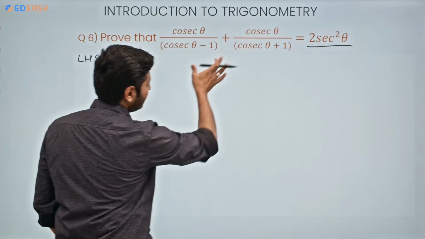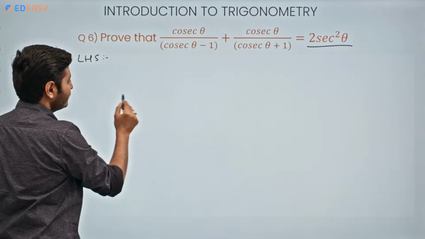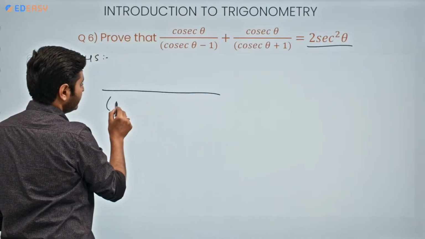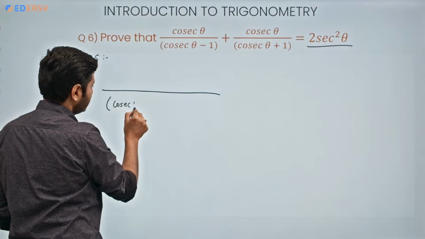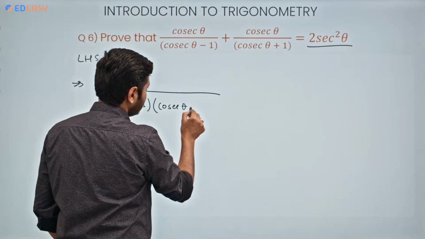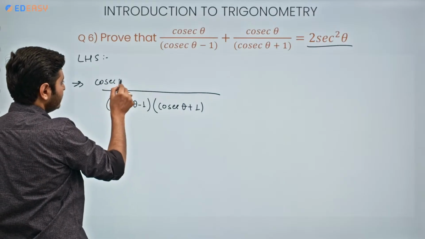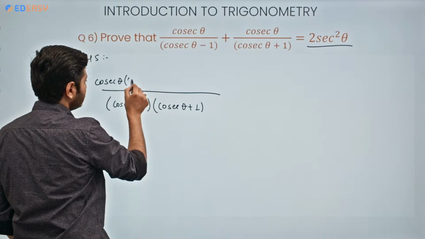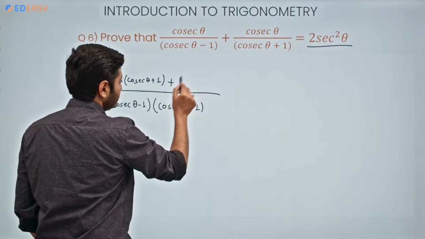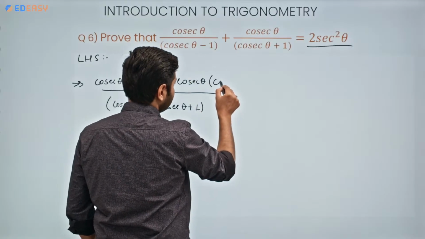So LHS. I'm just directly taking the LCM. First, you need to write the LHS also, but I'm directly writing the LCM. So in the denominator it will become cosecant theta minus 1 into cosecant theta plus 1. And here it will become cosecant theta into cosecant theta plus 1 plus cosecant theta into cosecant theta minus 1.